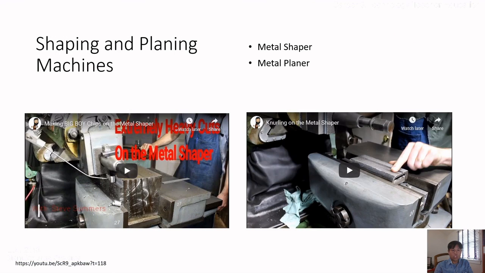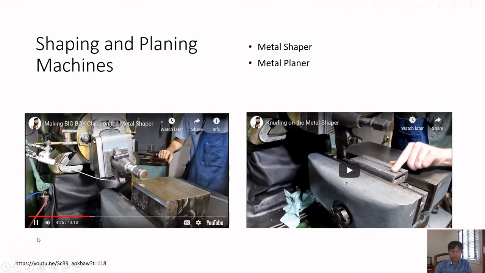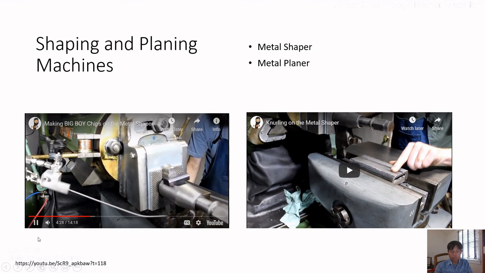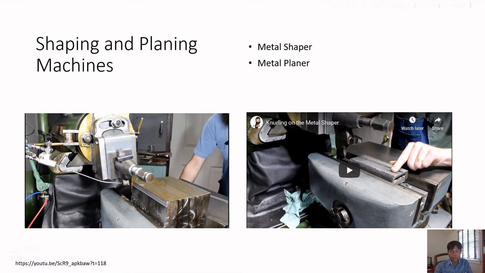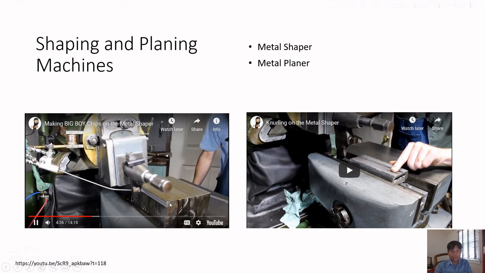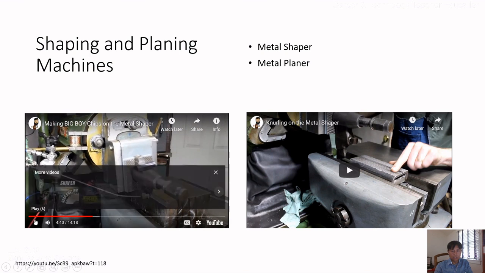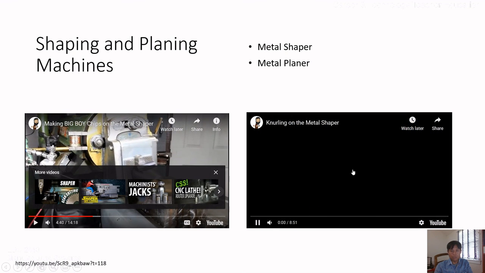All right, so next are shaping and planing machines. There are two types of machines, the metal shaper and the metal planer. Let's just look at this example. The first one is the metal shaper. This machine is cutting this face. This is the material, and this is the machine. This is a metal shaper, and then this is a metal planer.